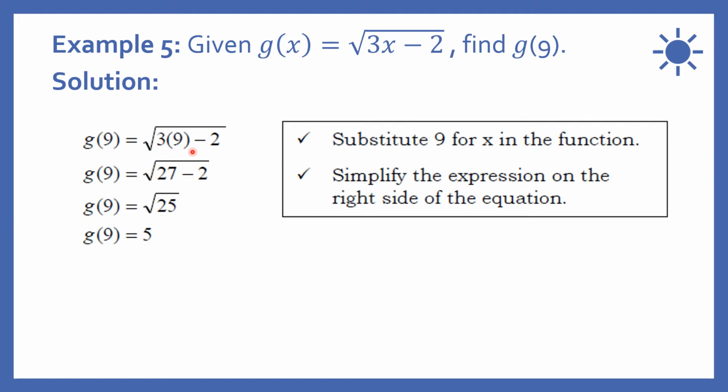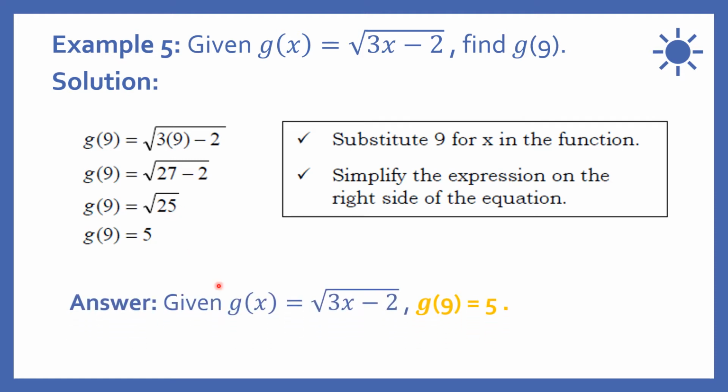Simplify, square root of 3 times 9 is 27. Bring down yung minus 2. And then, perform the operation. Andun pa rin po yung ating radical sign, yung square root. No? So, 27 minus 2 is 25. Tsaka pa lang natin kukunin yung square root ng 25, which is 5. So, ang answer natin, given g of x equals the square root of 3x minus 2, g of 9 equals 5.